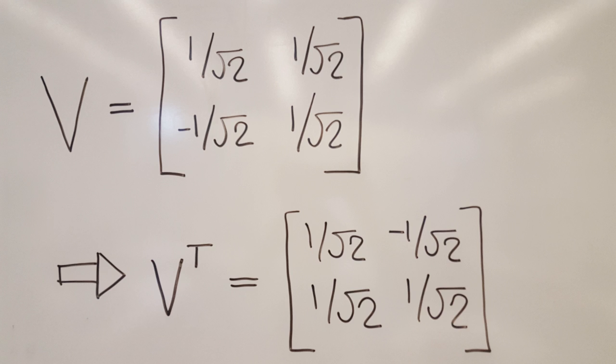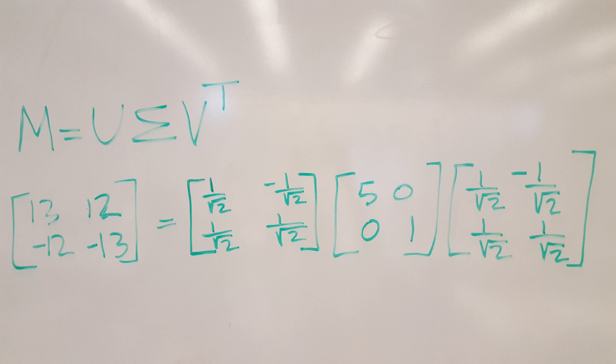Now that we have matrices U and V transpose, all we need is sigma. In order to find it, we place the square roots of the eigenvalues in descending order diagonally. And there we have it. We have successfully decomposed our matrix into rotational matrix U, scaling matrix sigma, and our other rotational matrix V transpose.